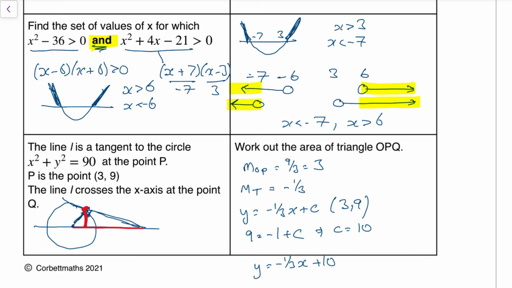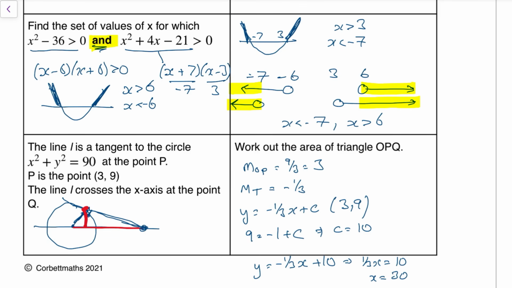And I want to know what value that I cross the x-axis. So therefore I'm going to let y equal to 0, which means that minus a third x is equal to minus 10, because my minuses cancel, which means that x is equal to 30.